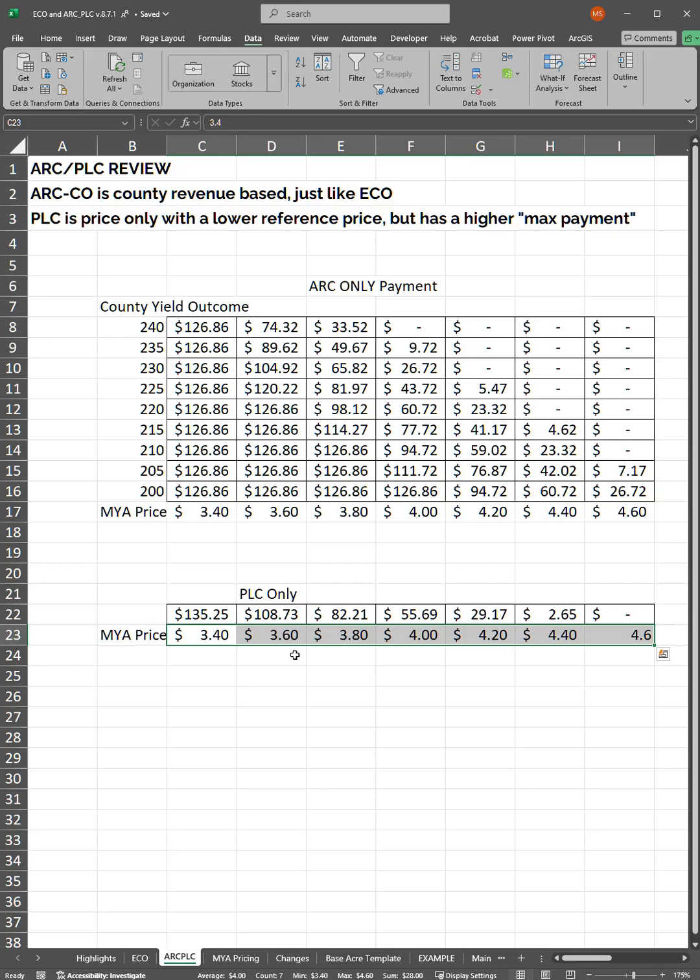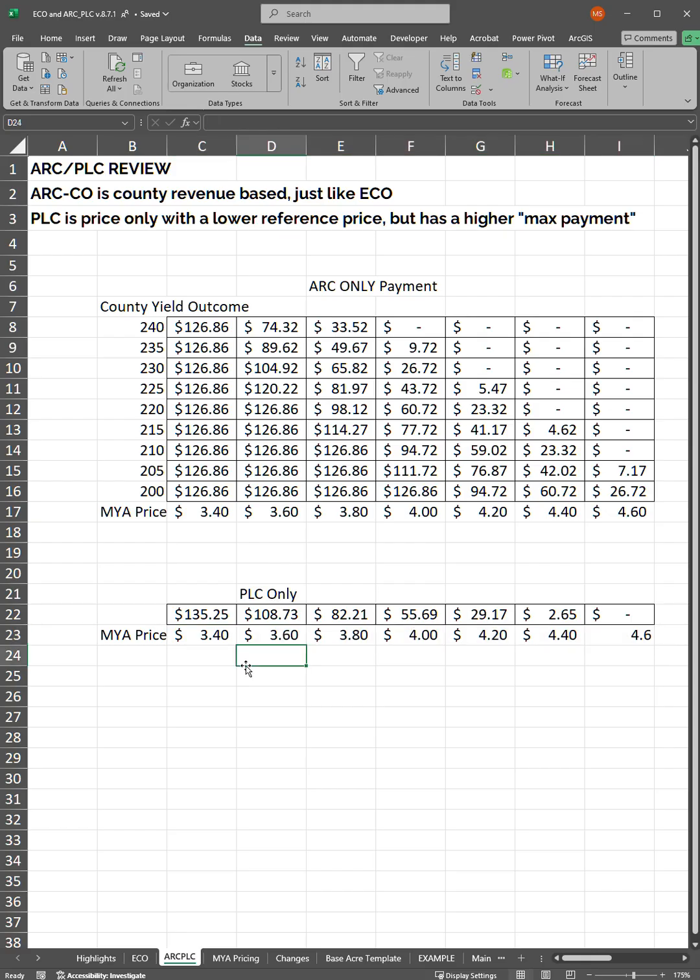ARC County, very similar revenue-based product. It's based on county average yields and a marketing year price that's established by the benchmark. It's an Olympic average of the last 5 years. And so as you can see, as price and yield go down, you have larger payout scenarios. As price and yield go up, you lose out on those payments. The kicker with ARC County is that it's maxed out at 12% of your expected county revenue. So that's why after we get down into the 340, 360 range, you see this 126 constantly.